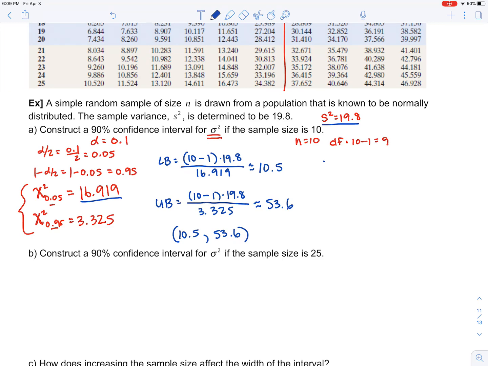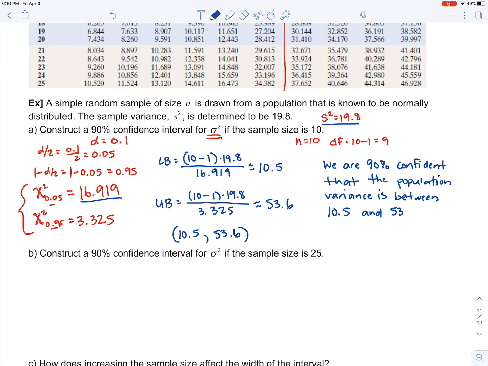Okay, so let's go ahead and write a little interpretation of that. We are 90% confident that the population variance is between 10.5 and 53.6.